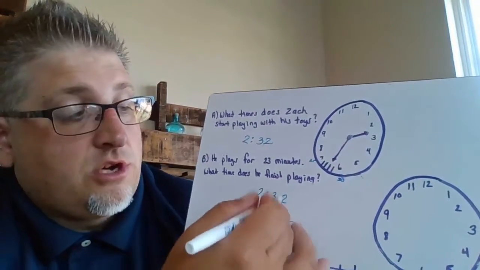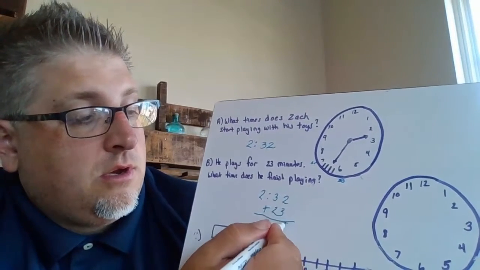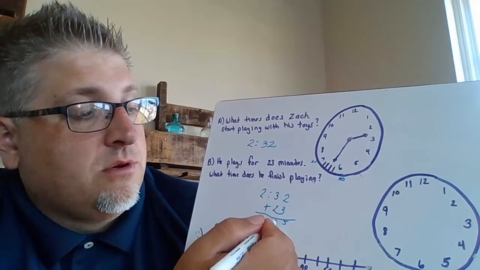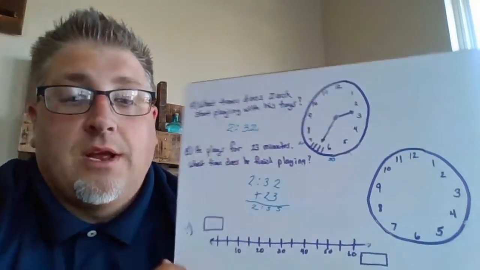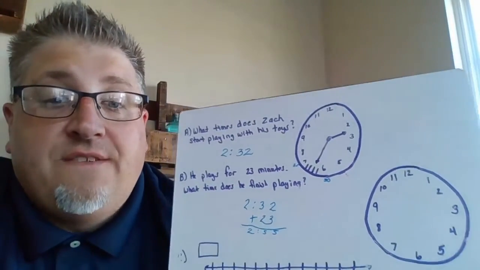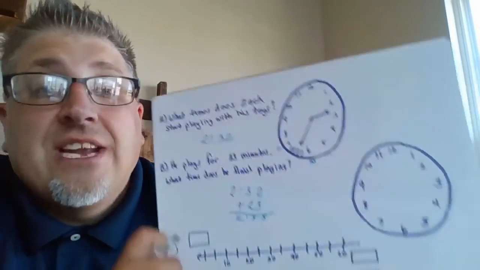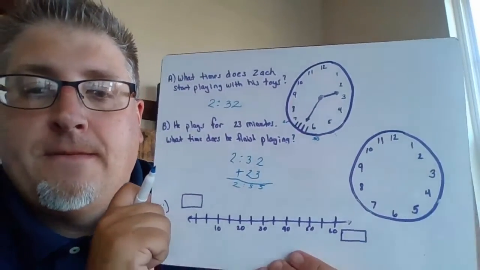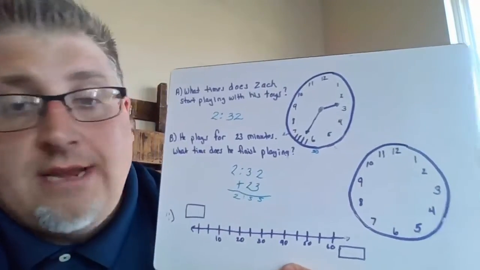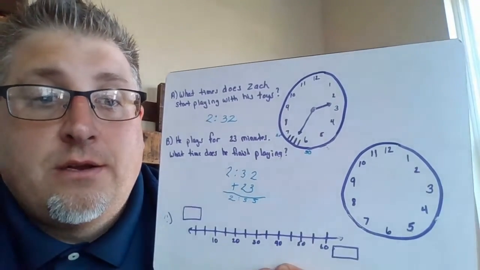So 3 plus 2 gives us 5. And that would put us at 2:55. So Zach finishes playing at 2:55. So that means now we just have to plot that 2:55.